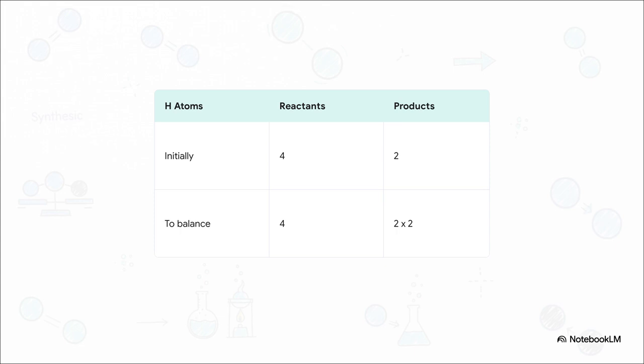Now, what's really interesting here is that adjusting our sodium accidentally changed our hydrogen count on the left side. See that? We now have 4 hydrogen atoms in the reactants. To fix this, we have to look over at the product side again. If we apply a factor of 2 to the water molecule, making it 2H2O, boom! That gives us 4 hydrogen atoms on the right side as well. And the best part? We successfully equalize the hydrogen without messing up our oxygen count.